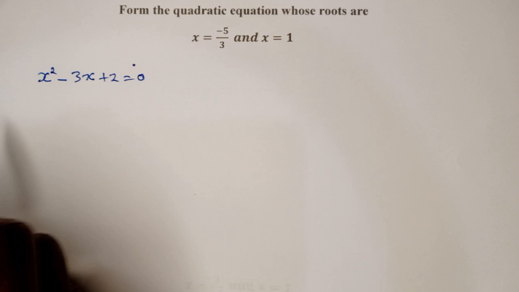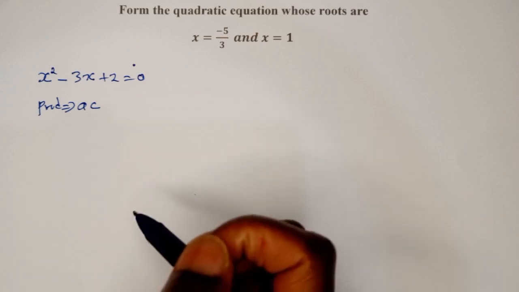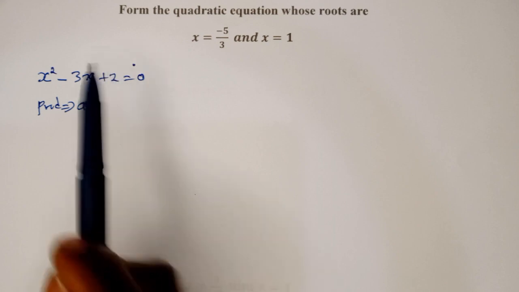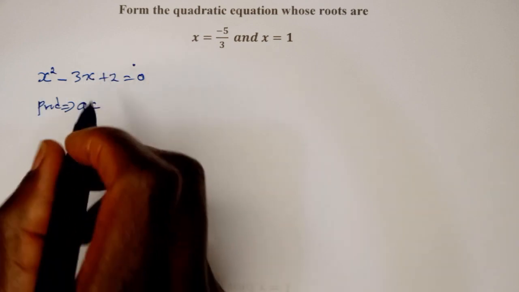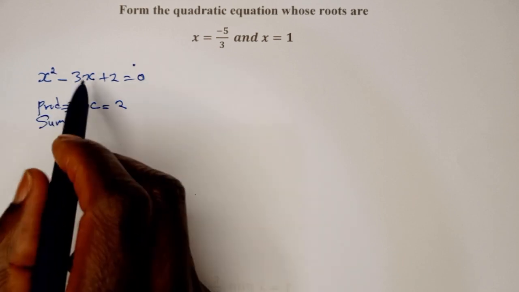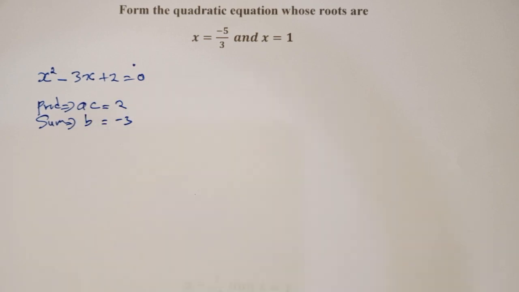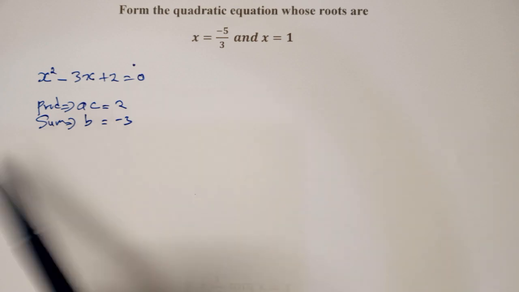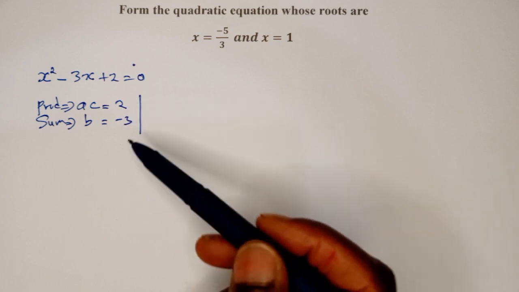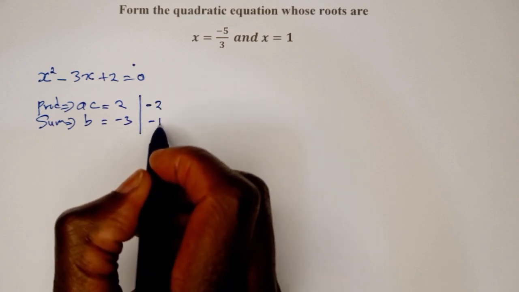So here we get the product, and the product is AC. A is the coefficient of x squared, and C is this one here, which is 2. So it will be 1 times 2, you get 2. Sum is always the coefficient of x, which is negative 3. So sum is B. So we get two numbers that when you multiply them, you get 2, and when you add them, you get negative 3. From that, you can see it is negative 2 and negative 1.